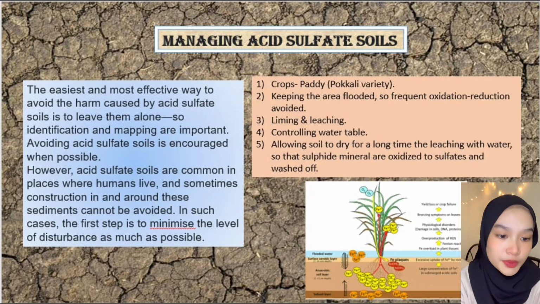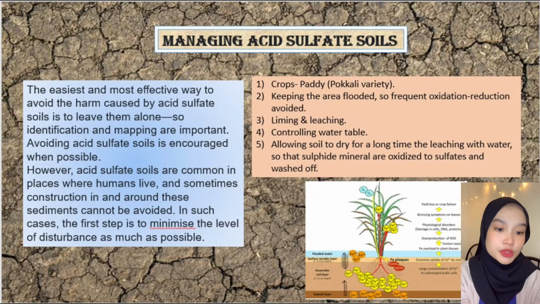Number 1, crops: paddy varieties. Number 2, keeping the area flooded, so frequent oxidation-reduction is avoided. Number 3, liming and leaching. Number 4, controlling the water table. Number 5, allowing soil to dry for a long time. The leaching with water so that sulfide minerals are oxidized to sulfate and washed off.